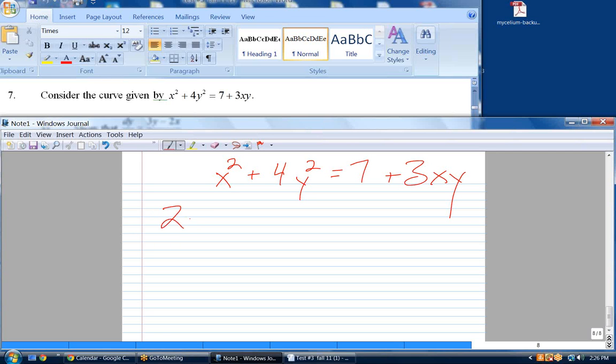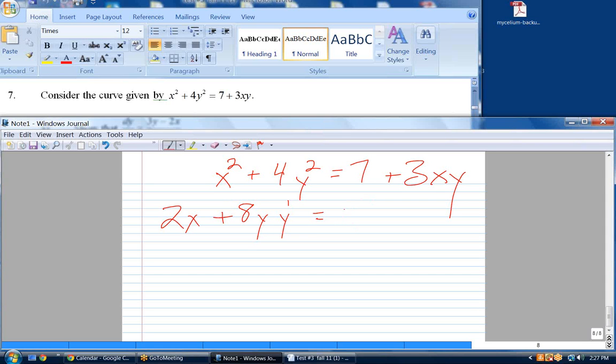2x squared, just 2x. In other words, I could follow this by a dx/dx if I wanted, but it's not necessary. Plus 8y dy/dx equals 0.